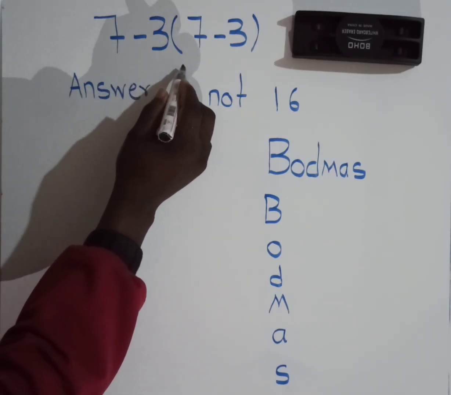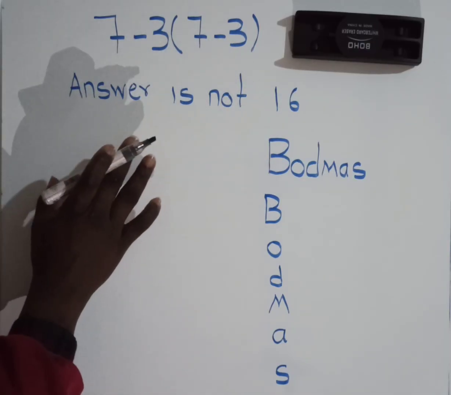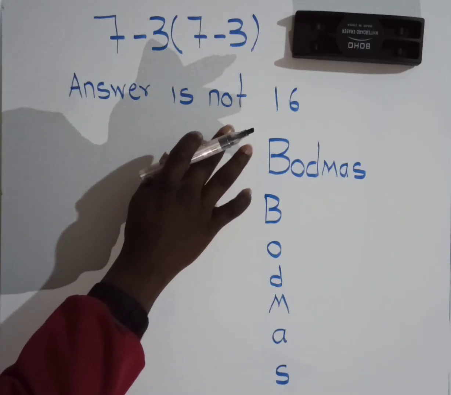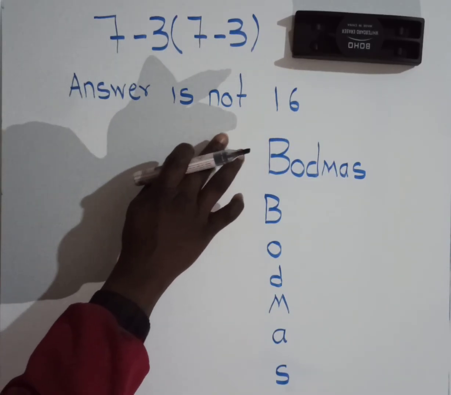7 minus 3 bracket 7 minus 3. The answer is not 16. So what are you going to do when you have such a question, and therefore you have a command that says the answer is not 16? So first, let's see how the answer became 16.